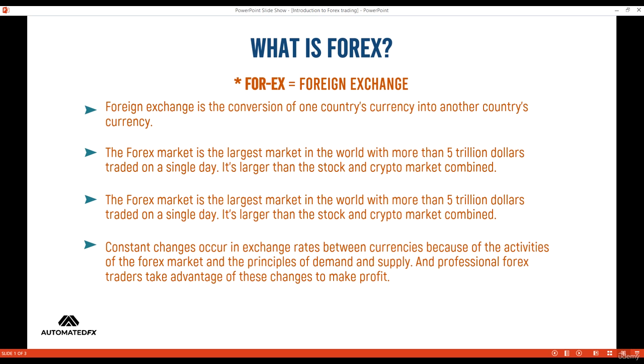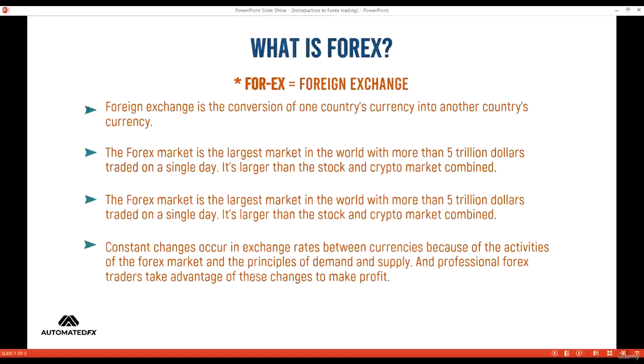Now, these constant changes in the exchange rates of one country's currency into another country's currency are caused by the activities of the Forex market, and also the principles of economics, the principles of supply and demand. And as professional Forex traders, we take advantage of these changes to make profit in the market. That's basically how we make money in the Forex market. We take advantage of the changes in prices of exchange rates between one currency and another currency as professional Forex traders.